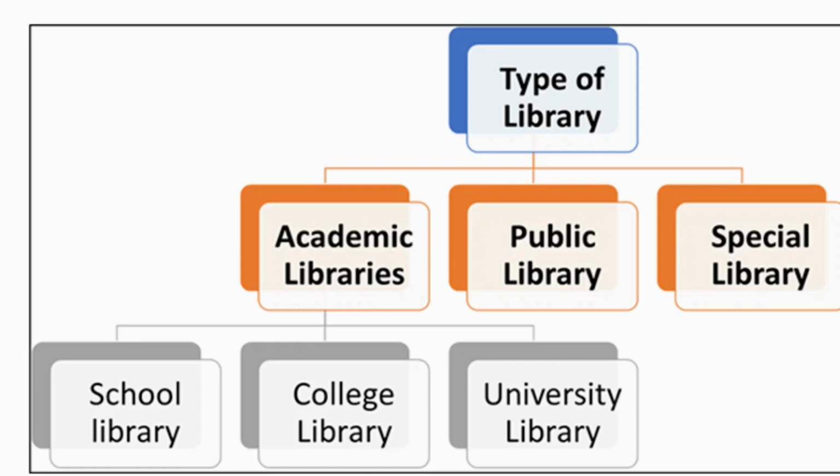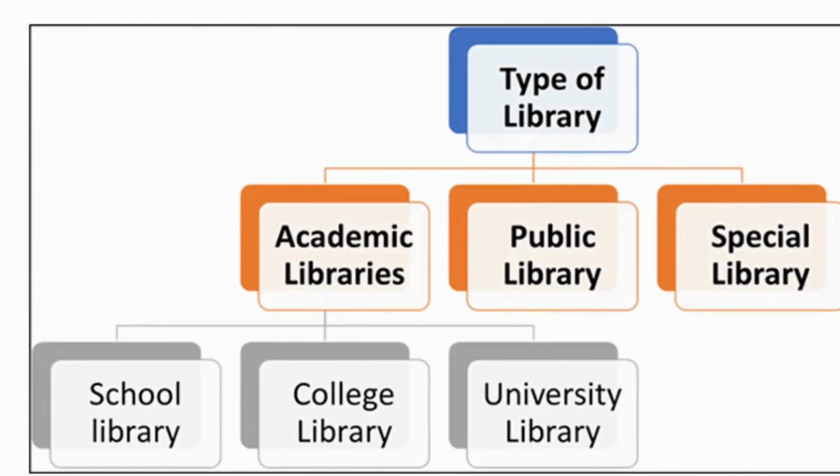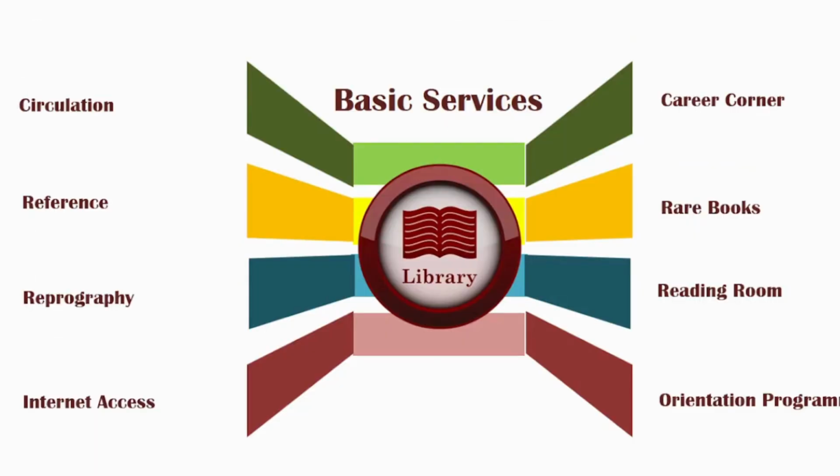Now, let's see what type of services we can provide in the library or a user can expect from the library. The first one is circulation service. You know that circulation is a process of giving and taking.